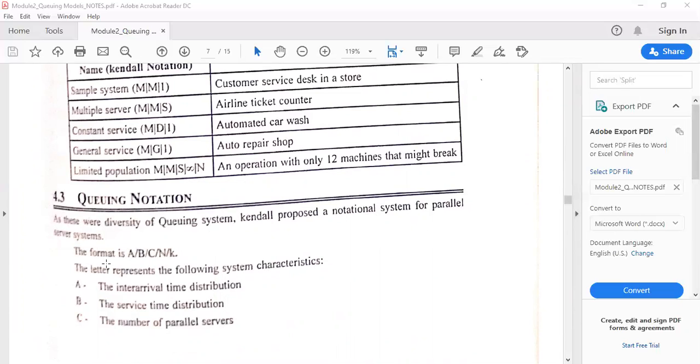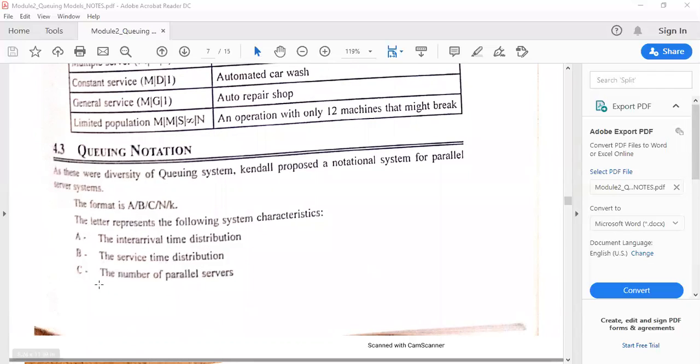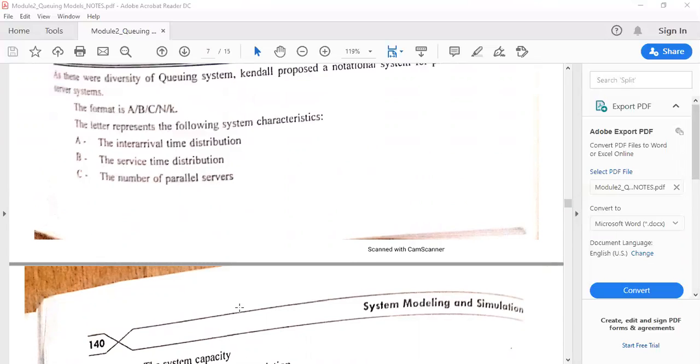So the format for queuing notation is given by A/B/C/N/K, right? This is the format for any queuing system, where capital A represents the interarrival time distribution, B represents the service time distribution, C represents the number of parallel servers, N represents the system capacity, and K represents the size of the calling population. Size of the calling population is nothing but the number of customers, right?